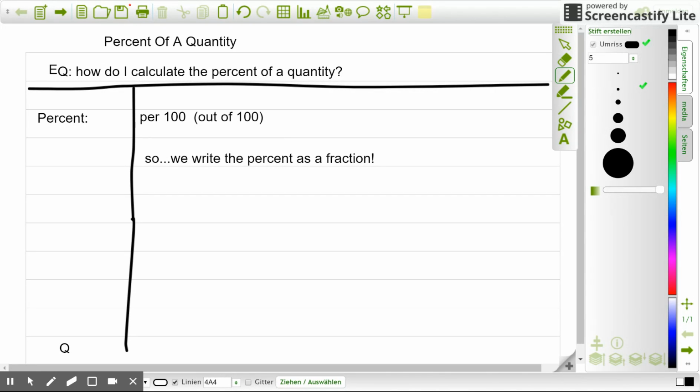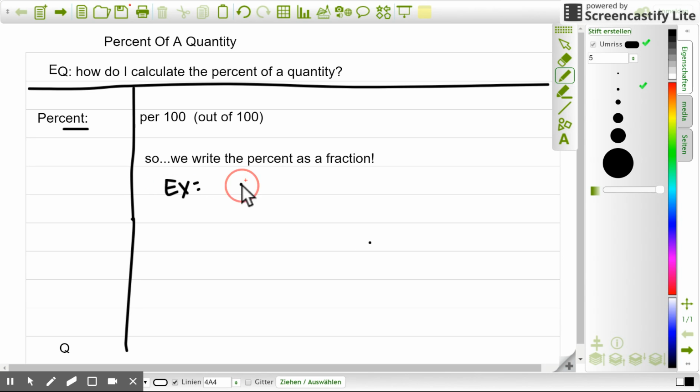And percent literally means per 100, okay, as we put in the definition here. So we can also kind of think of that as a number out of 100, which is why I put that in the parentheses. So we write the percent as a fraction. Make sure you have that in your notes. We're going to do some examples of what that looks like.